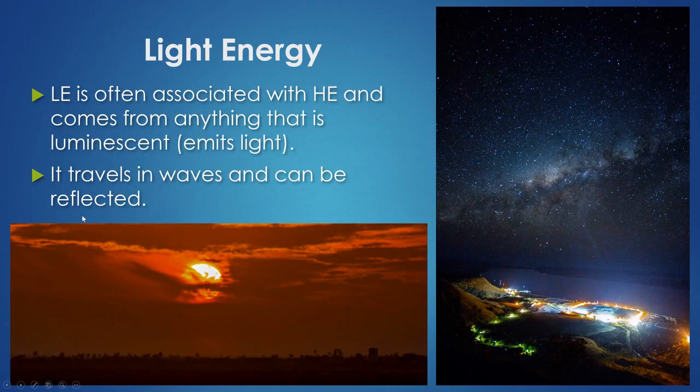Light energy, it's often associated with heat energy. It's hard to get light without heat. Well, it's impossible to get light without heat. Anyway, it comes from anything that's luminescent. Now, luminescent means it emits its own light. You'd remember from Year 7 that the moon is not luminescent. The light you see from the moon is reflected from the sun.